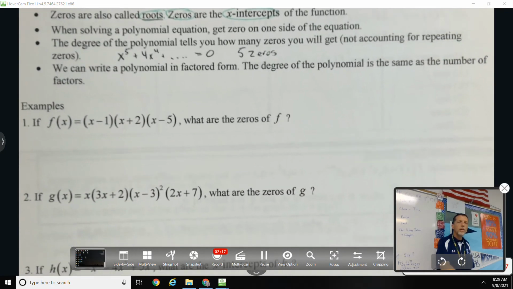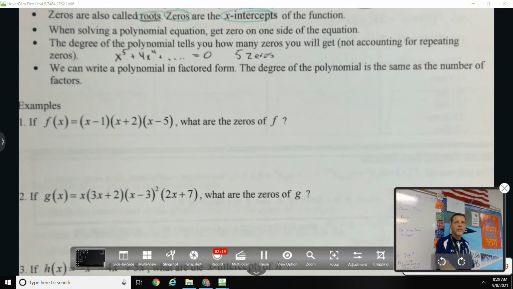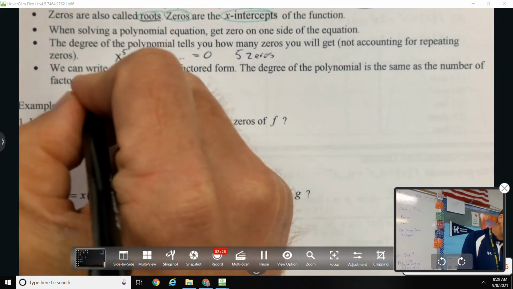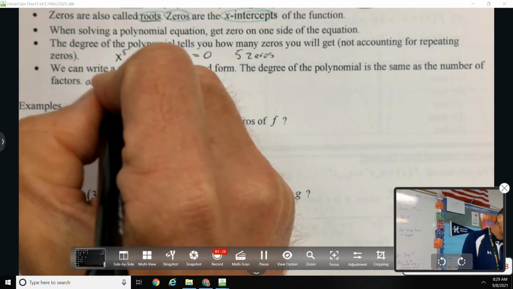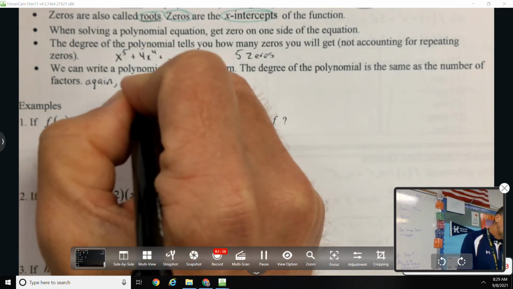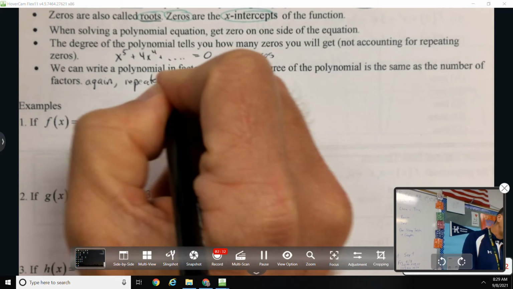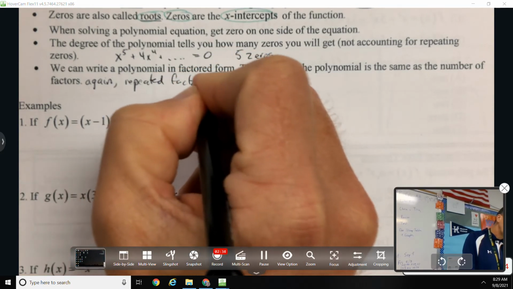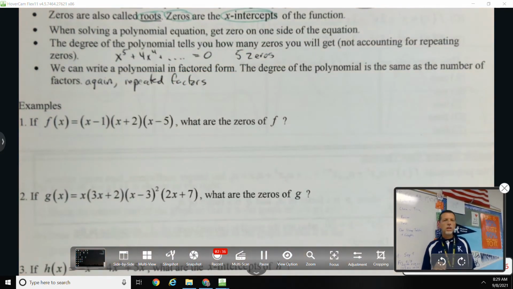We can write a polynomial in factored form. The degree of the polynomial is the same as the number of factors. But again, be careful about repeated factors or roots. Just be careful.